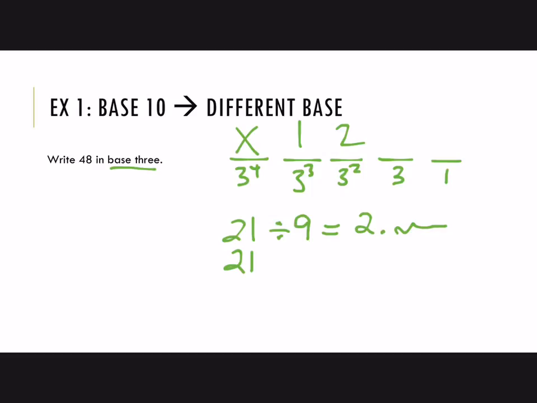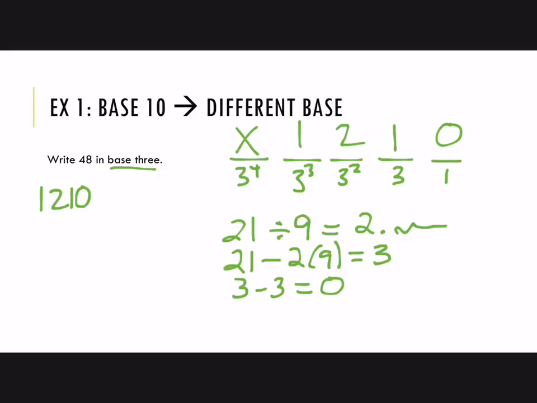So the next step again after division is subtraction. So start with 21 and take away 2 groups of 9 and see what's left. Well, that's 21 minus 18, which is 3. So that leaves us with enough for one group of 3, and then 3 minus 3 is 0, so we don't have any left to go in the 1's place, so 0 1's. So 48 in base 3 could be written 1, 2, 1, 0, with a little subscript to show that this is base 3.